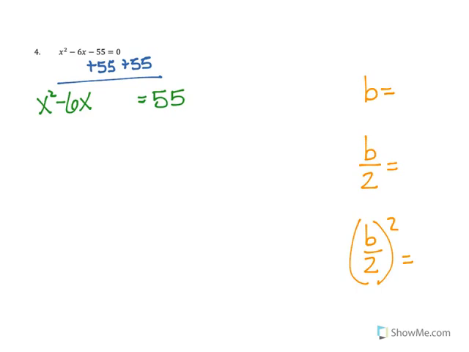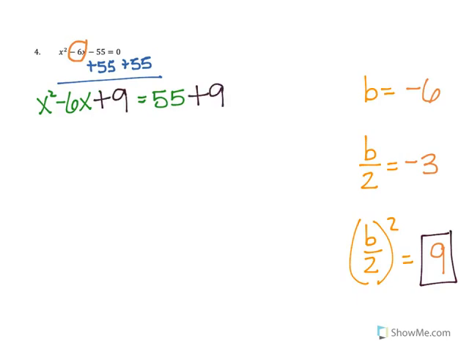So starting with b, so b is that number in front of x, that's going to be a -6. b over 2 would turn into -3 because -6 divided by 2 is -3. And then b over 2 squared is going to turn into 9 because -3 squared is a positive 9. Now in the next step, you're going to take that b over 2 squared term and add it to both sides of the equation. So +9 and +9.